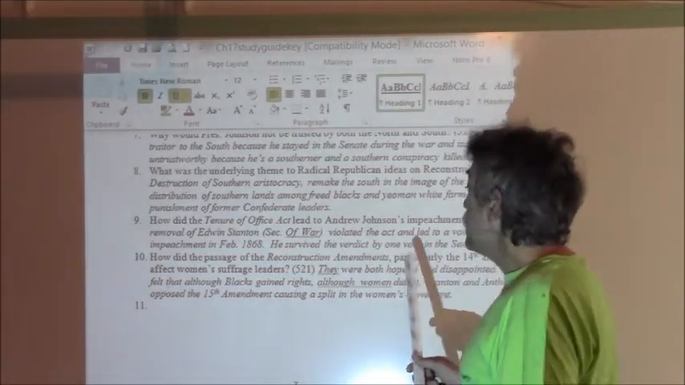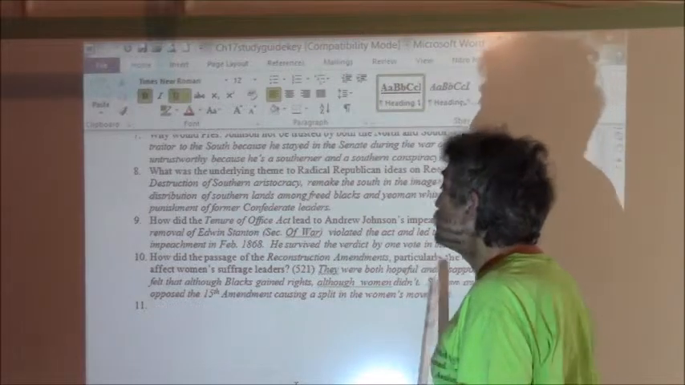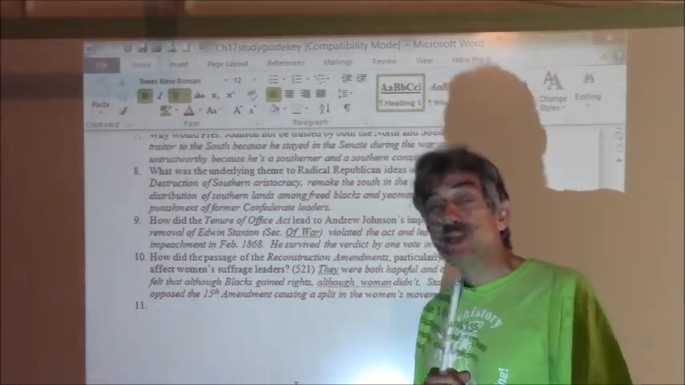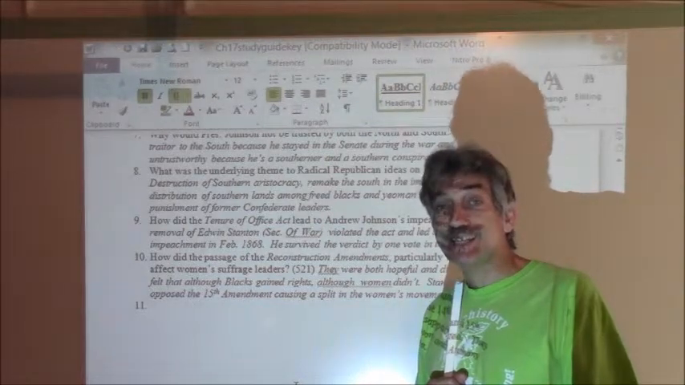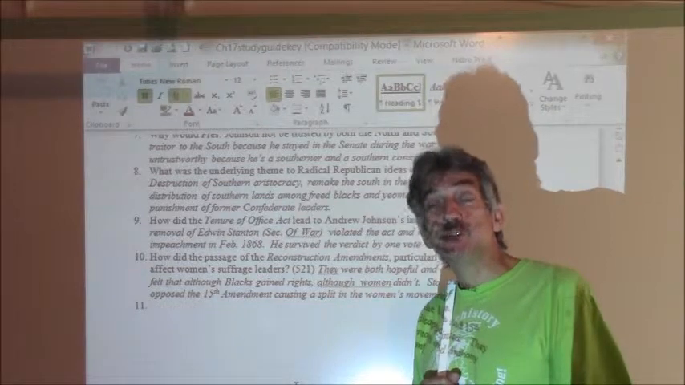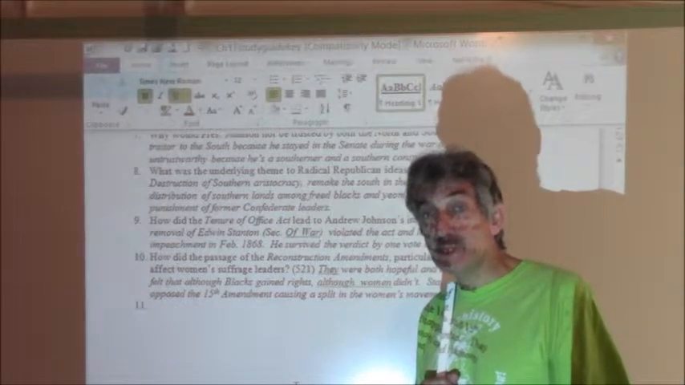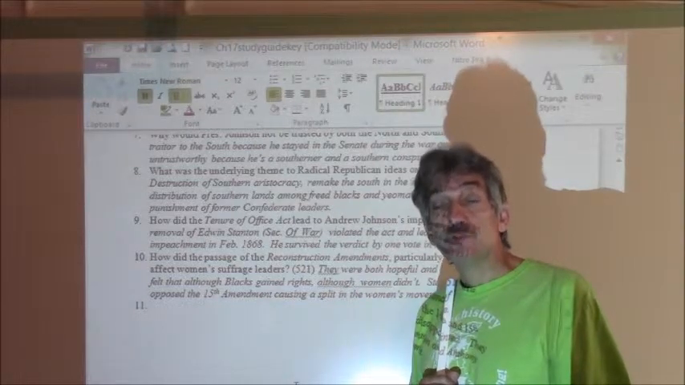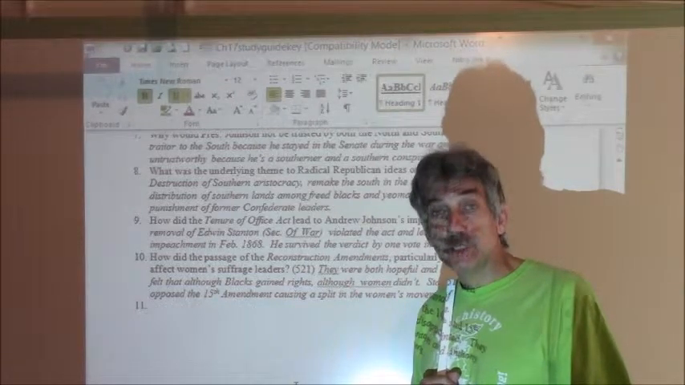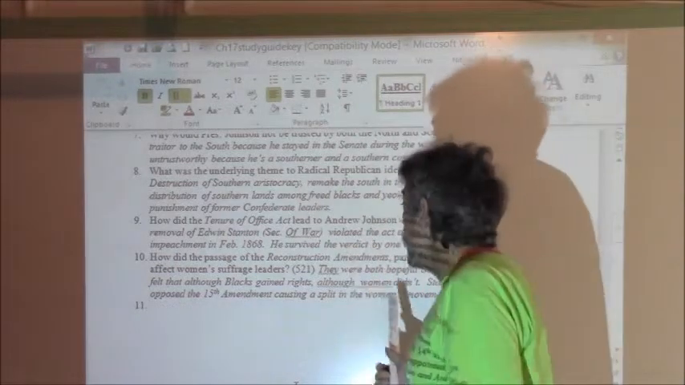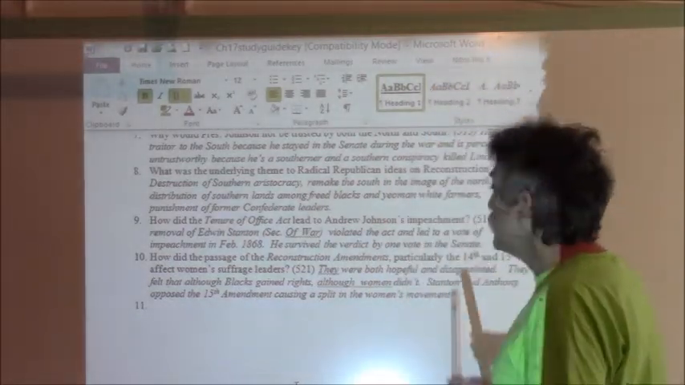So the impeachment of Andrew Johnson leads to the trial of Andrew Johnson. When a president is impeached, he is put on trial in the Senate. He does not lose his job. He needs to be found guilty. An impeachment is a trial in the Senate. That's what it means. Two presidents in American history have been impeached: Andrew Johnson, William Jefferson Clinton. Both of them survived the trial and finished out their terms. Anyway, he survived the verdict by one vote in the Senate.